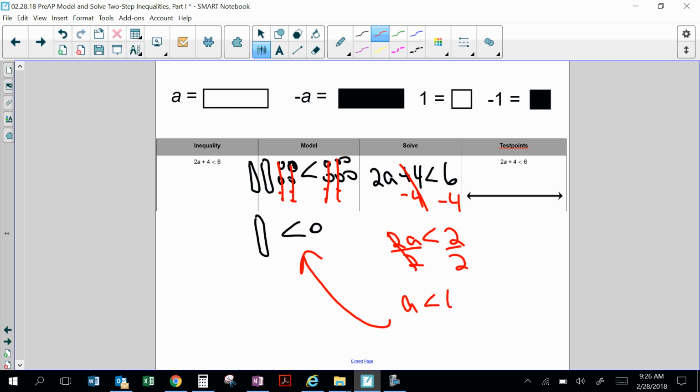Did this algebra match the model? It did. So let's make our number line now. Please put a 1 in the center, some numbers to the right of it, and some numbers to the left of it. Open dot or closed dot? It is an open dot because it says it has to be less than 1. It can't be 1, there's no equal sign. Then I highlight this. This means less, so 0 is less than 1. How do you do a test point? A test point is just replacing the a with 0. 2 zeros is 0, plus 4 is 4. Is 4 less than 6? Yes, it is. So we did it correctly.